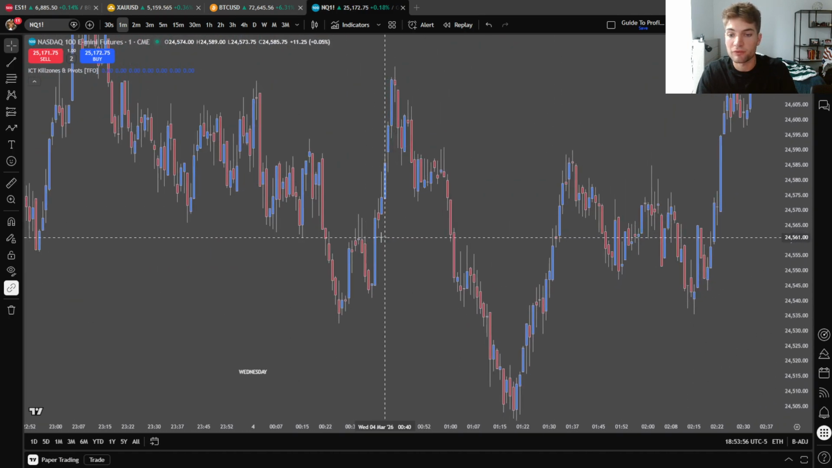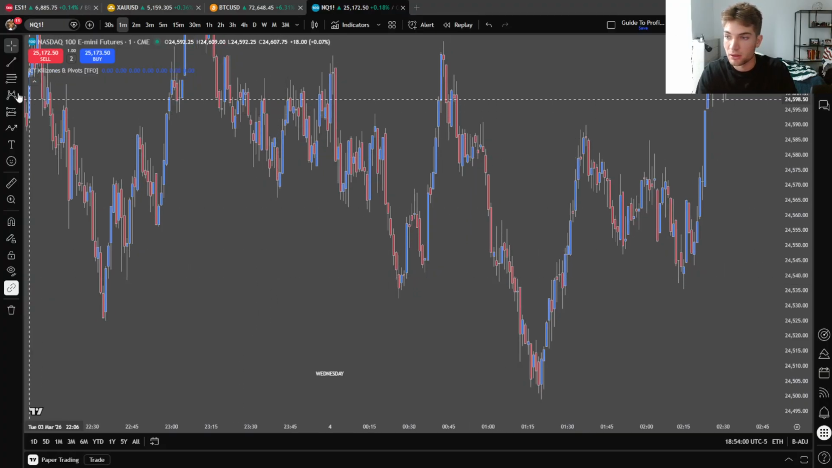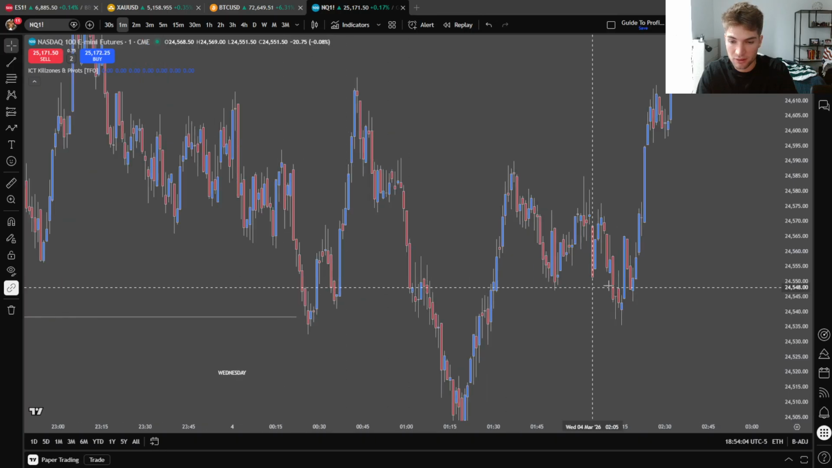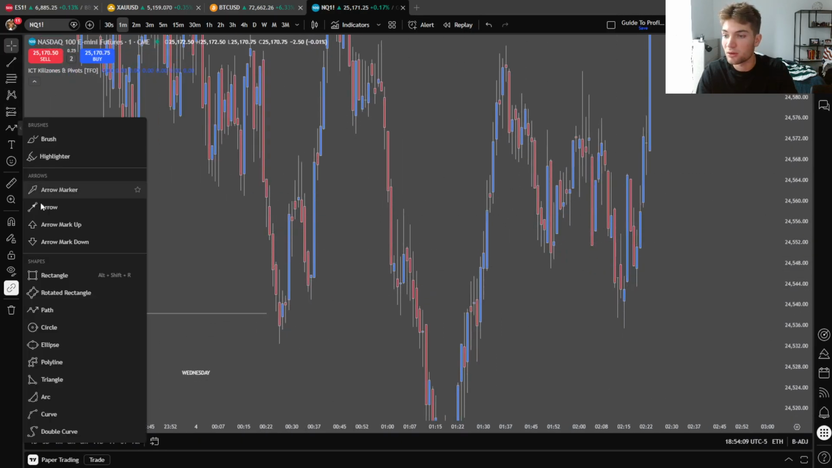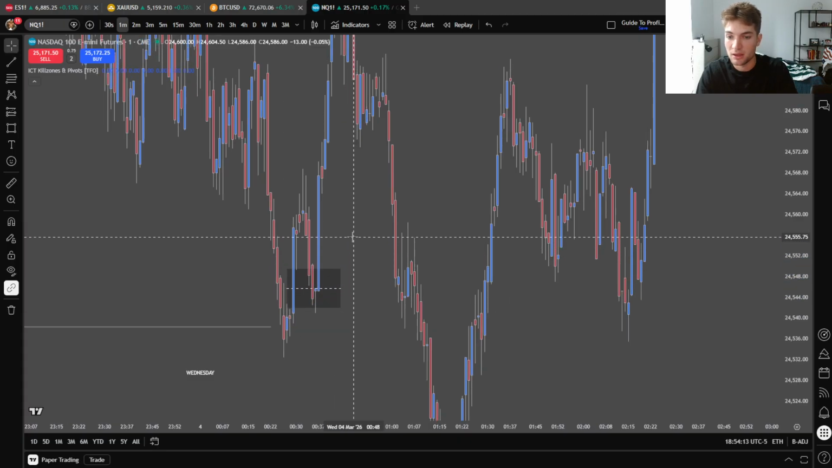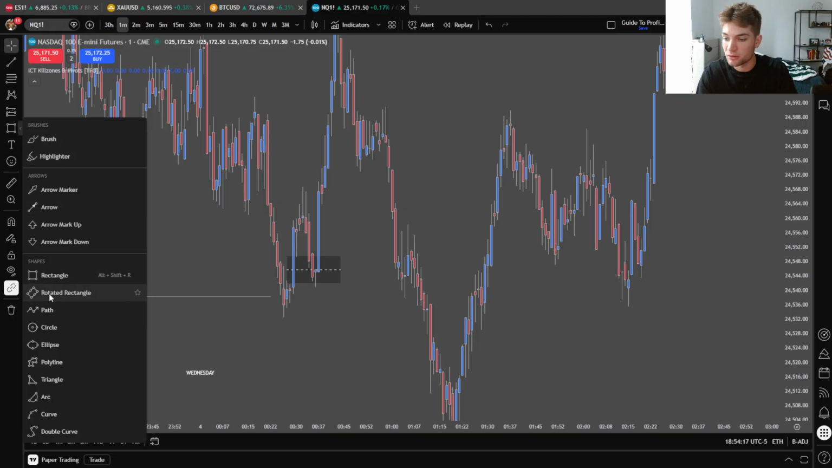Why? Because we have all the confluences that we could need, or almost all of them. Liquidity sweep, sure, it's not a major liquidity sweep, but we swept a low. We have a 1 minute BPR that didn't quite perfectly form, but it's still good right here. We completely disregard that BPR and we form very clear structure.